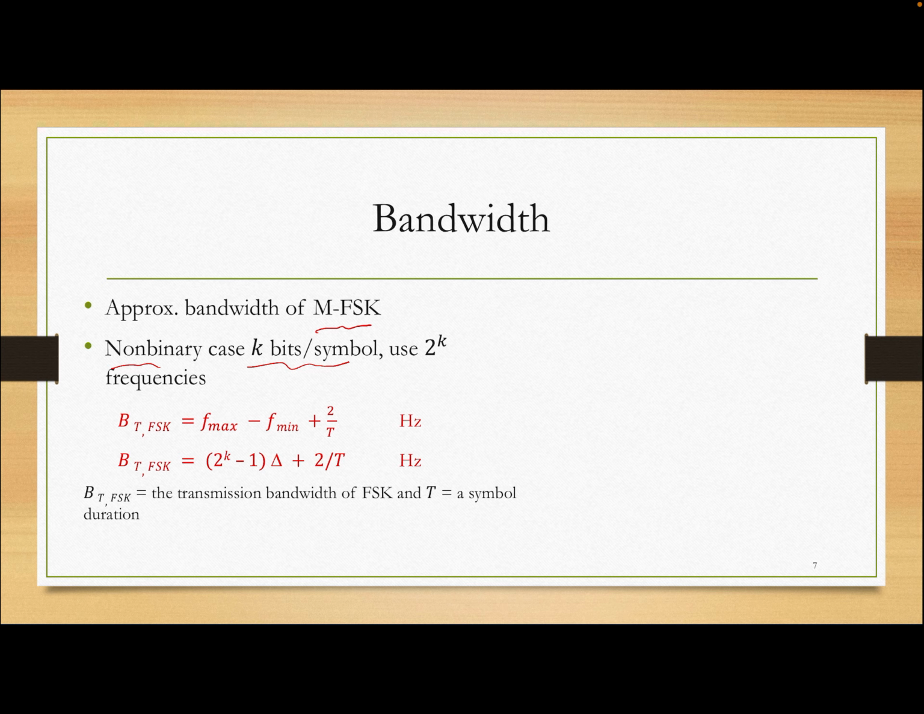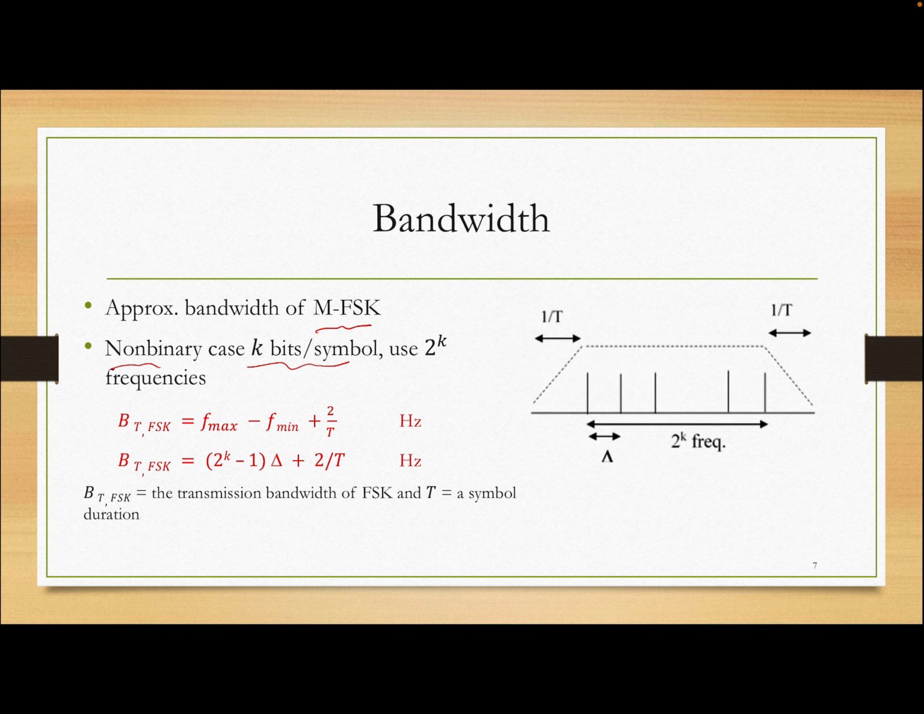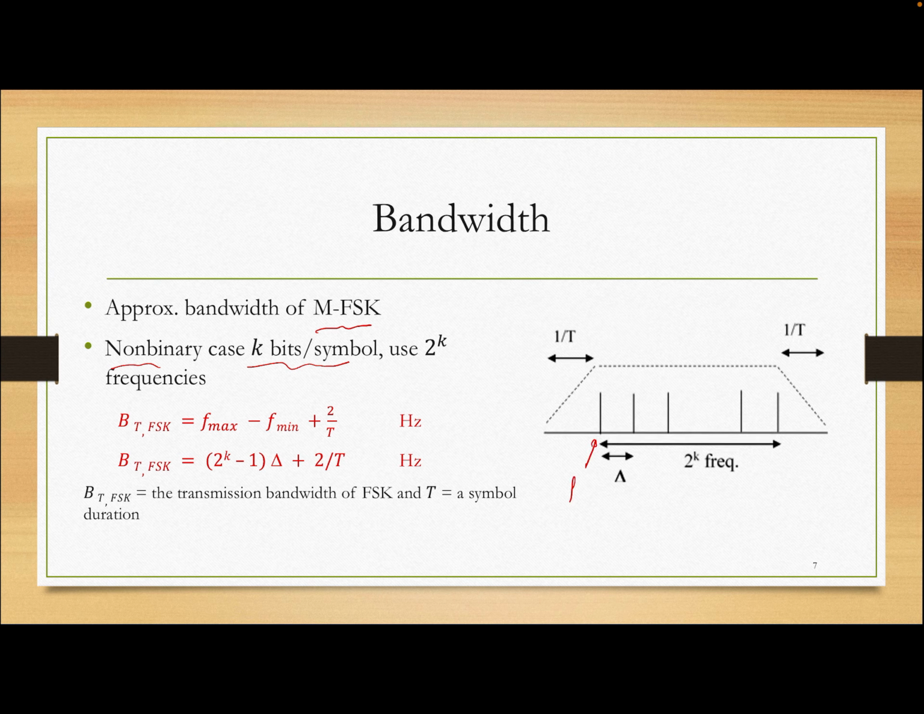Now let's look at the bandwidth of MFSK, or the non-binary case, with k bits per symbol. For example, with 2 bits per symbol you have 4 frequencies for FSK. Look at the picture here. You have the minimum frequency and the maximum frequency. If it is 8-FSK, then you have 8 frequencies here. So what is the bandwidth? The bandwidth is from F min to F max.